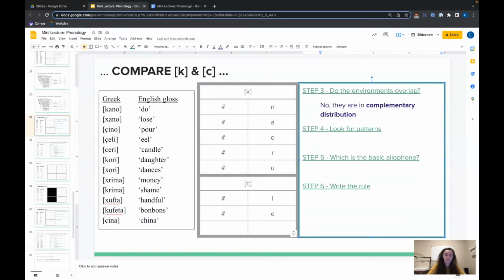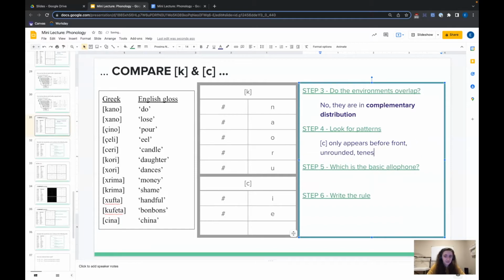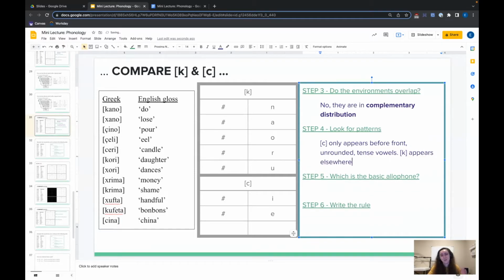So we looked for patterns and we found that the palatal stop only appears before front unrounded tense vowels. And then K appears elsewhere, other places besides that. So then we have to ask ourselves, which is the basic allophone, which is the one that appears in the widest range of environments? And in this case, that's going to be the voiceless velar stop because it appears elsewhere. So K is the basic allophone, and the palatal one is the restricted allophone.